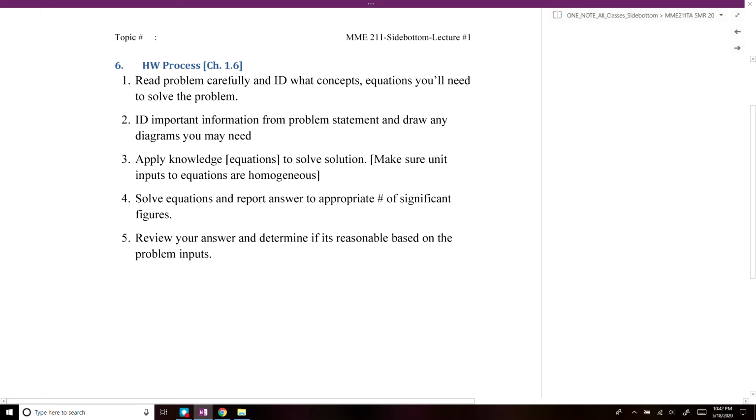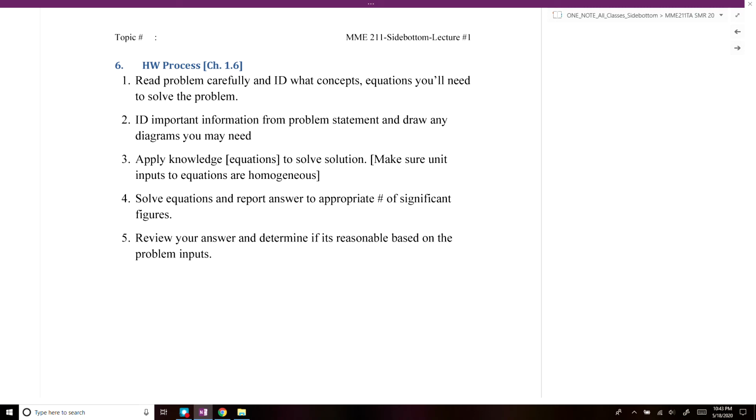So when you're going through your homework problems, it's important that you try to follow an organized process in order to do it. When you're doing these homework problems, it's important that you first read the problem very carefully and try to identify what concepts and equations that were presented during the lecture or in the textbook chapters can be used to solve the problem.